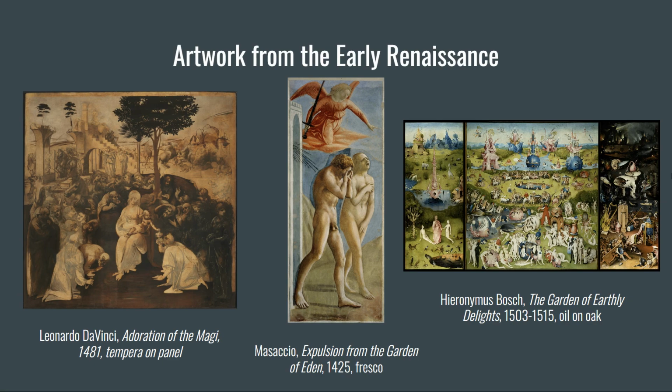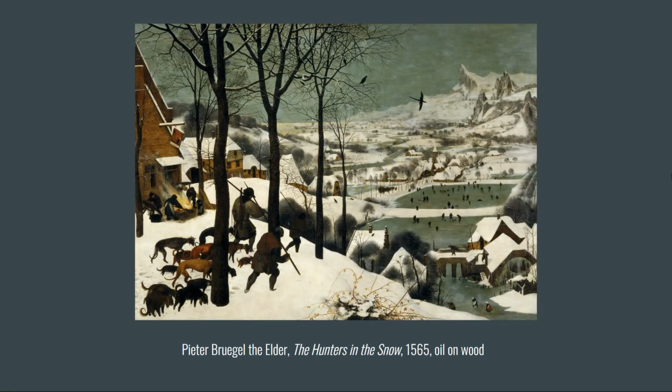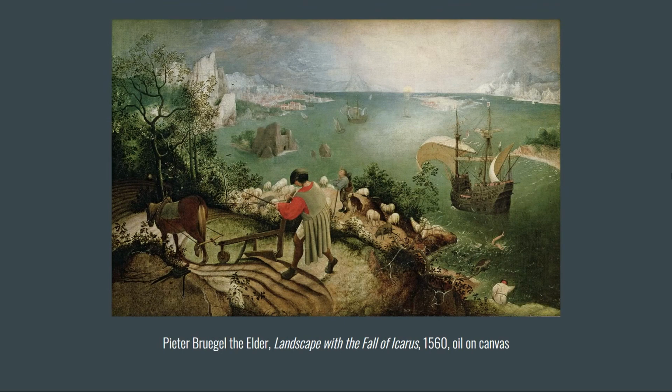However, the artist Peter Bruegel offered new subject matters centered around normal working peasants, while interjecting some Northern European proverbs in there as well. One such subject that he decided to work on is his own depiction of the Greek myth of Icarus and Daedalus in his painting Landscape with the Fall of Icarus.